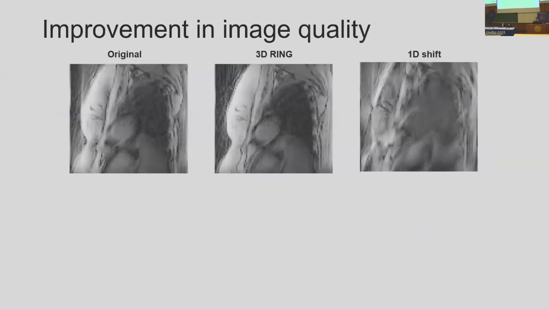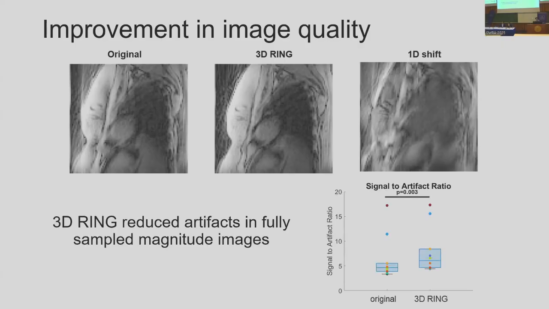And so we look at the image quality in the magnitude data by computing a fully sampled time average, non-compressed sensing magnitude image. And we saw that there is improved image quality with 3D ring and actually degraded image quality with a 1D shift correction. And there's a significant increase in the signal within the body versus the signal outside of the body with this correction across the data set.